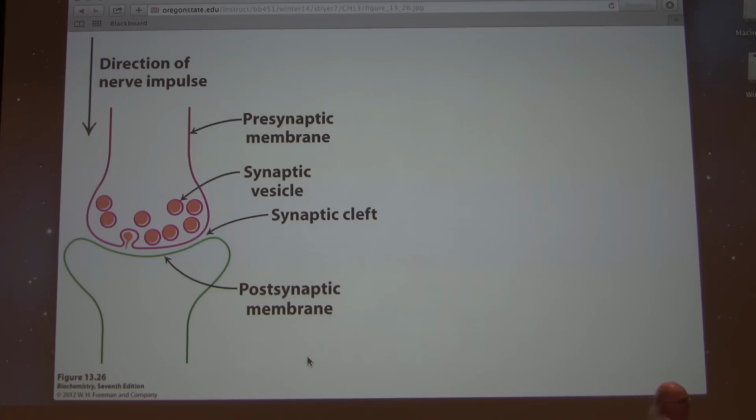All right? So I wasn't very coherent on that. Let me start that over. Signal comes down. Sodium comes down, causes the synaptic vesicles to fuse with the end of the membrane, and the neurotransmitter in the synaptic vesicles is released into the cleft. It binds to the next nerve cell and causes the sodium gates to open and exactly the same thing to happen that happened before. Okay?